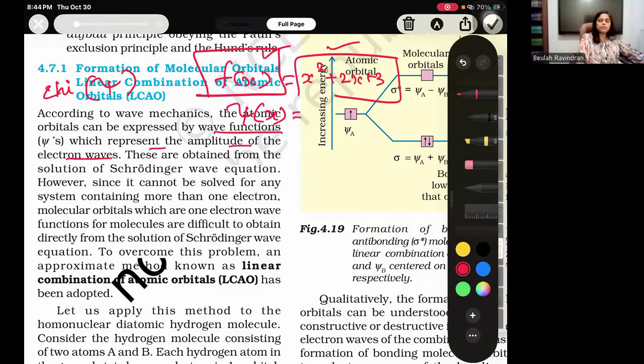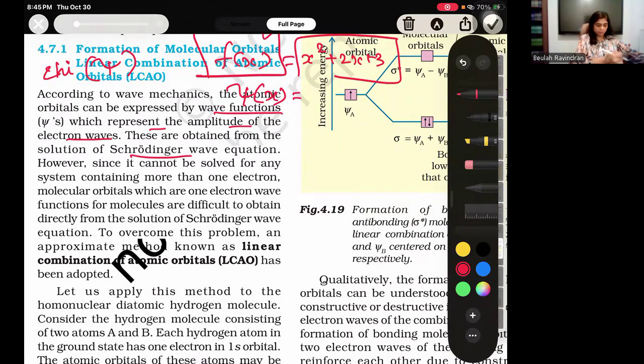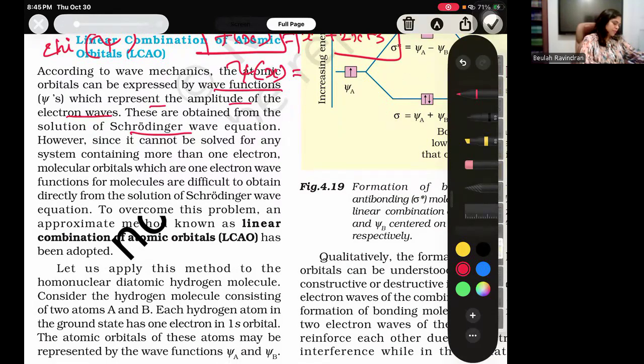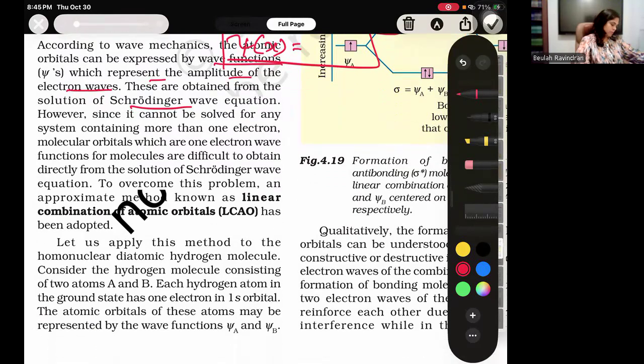Schrodinger, a scientist, he suggested this. He found all this. In your higher classes, if you move into any physics course, then you may be able to understand and learn this more. For now, just make a point: this is a function which explains the amplitude of electron waves. All are in waveform. So it cannot be solved for any system containing more than one electron.